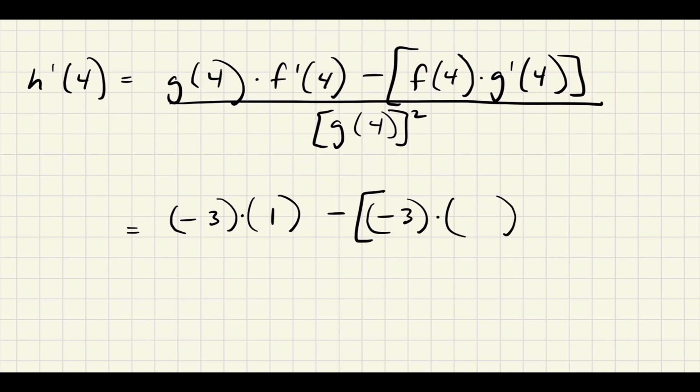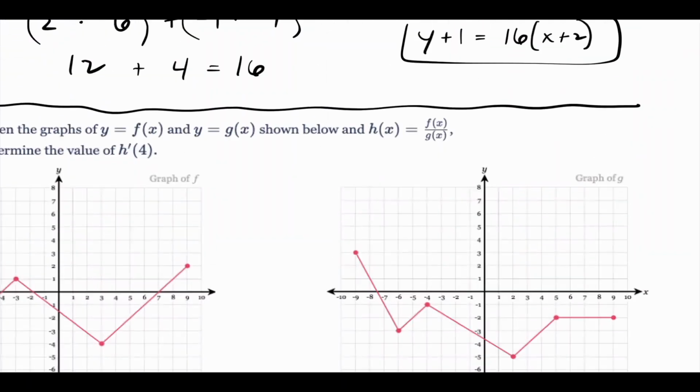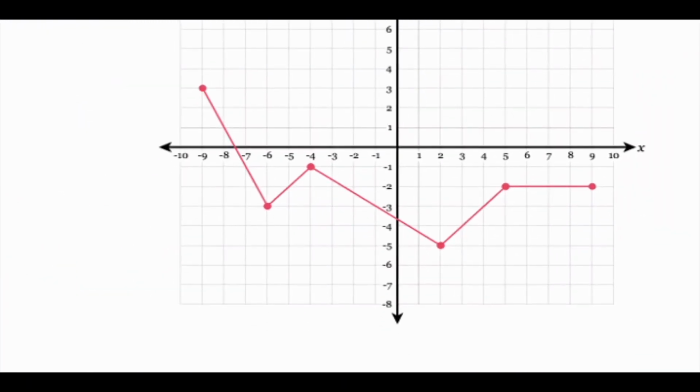Okay, g prime of 4. Same thing as before, but now I'm using g. So the slope at 4 for g. This dot is a part of this segment here. What is the slope of that segment? That's what it's asking. So let's see, up 1, up 2, up 3, over 3. So 3 over 3, the slope is +1.